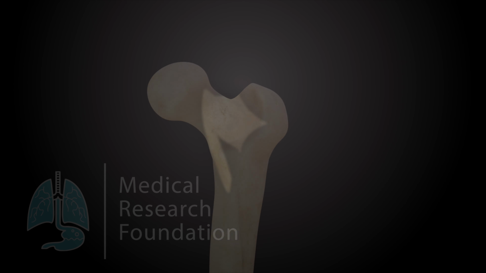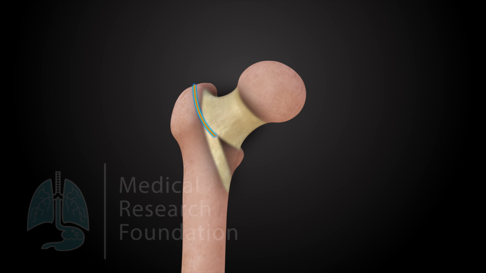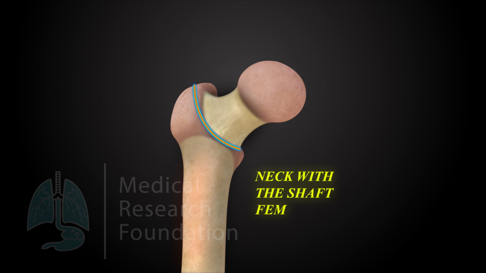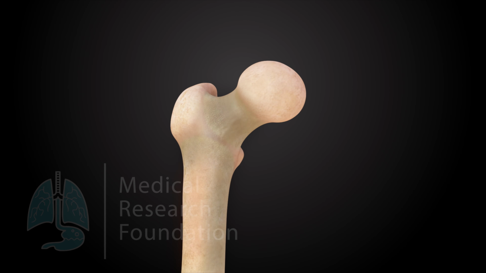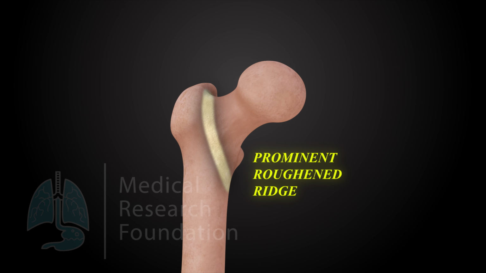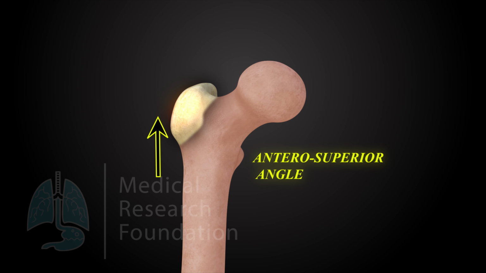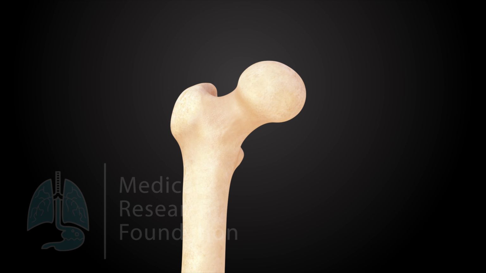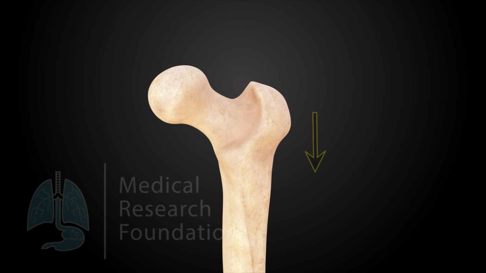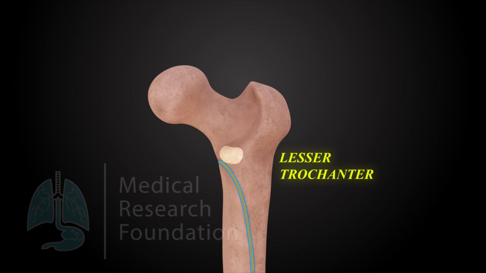Intertrochanteric line. It marks the junction of the anterior surface of the neck with the shaft of the femur. It is a prominent roughened ridge which begins above at the antero-superior angle of the greater trochanter as a tubercle and is continuous below with the spiral line in front of the lesser trochanter.